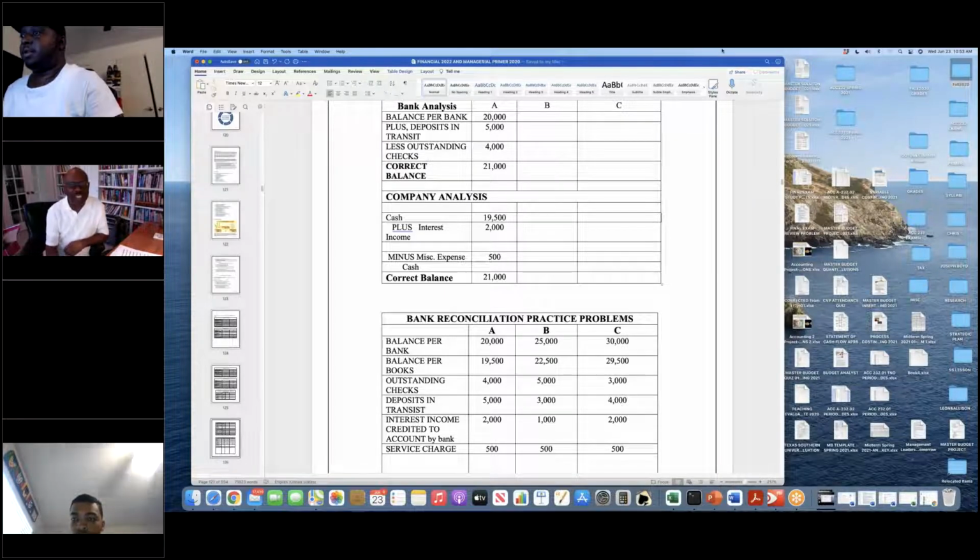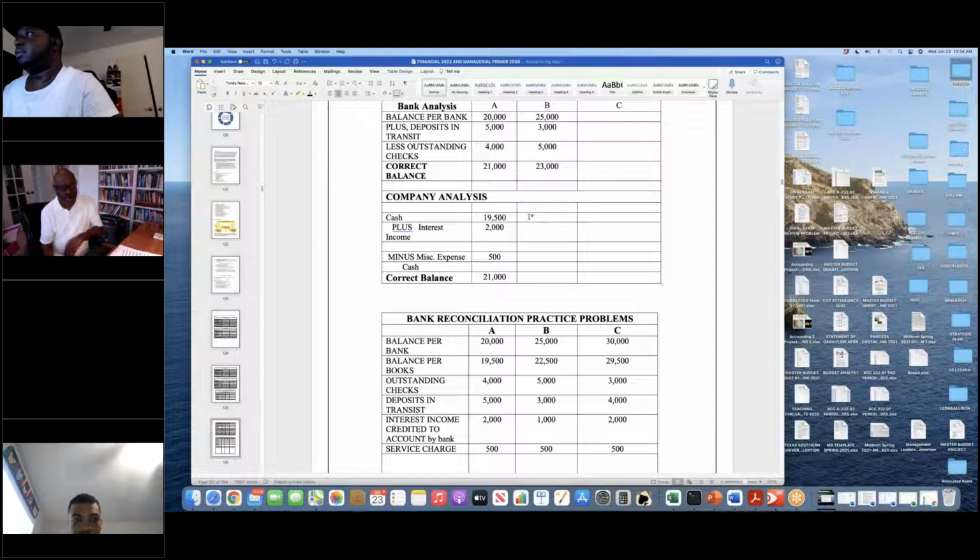Sounds good to me. So what's the balance per bank? 25,000. What's our deposit in transit? 3,000. What's our outstanding checks? 5,000. So what's our correct balance? 23,000. Okay. See how he did that?